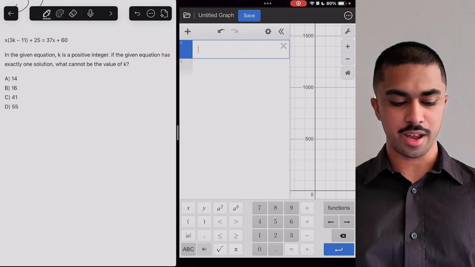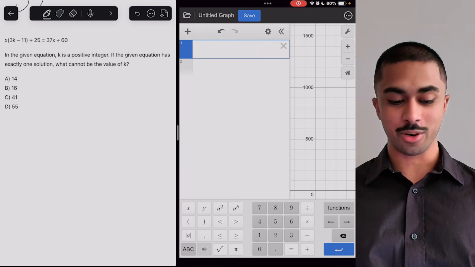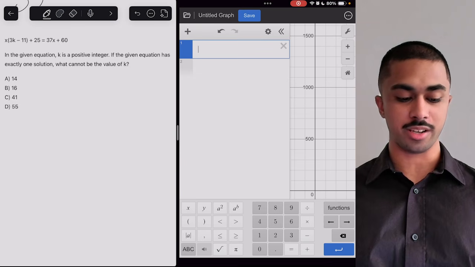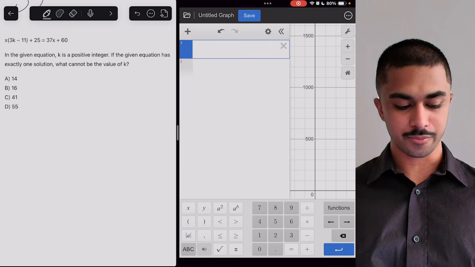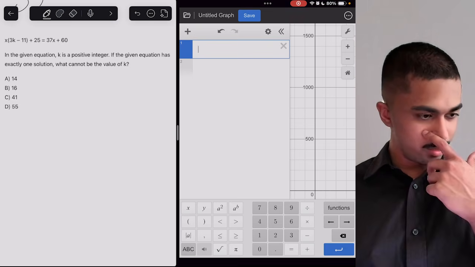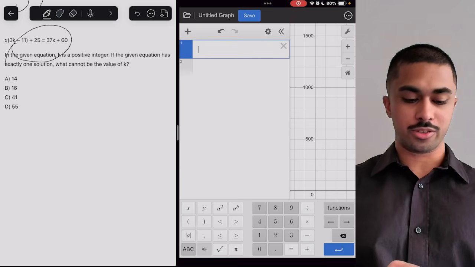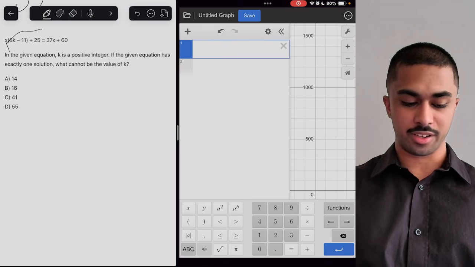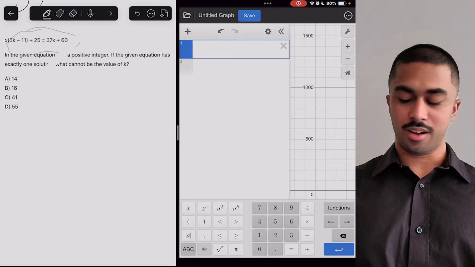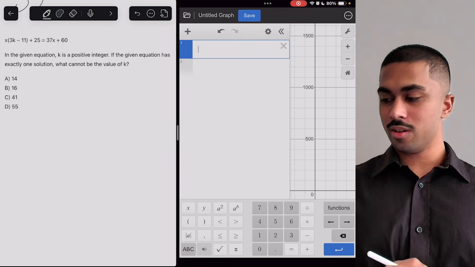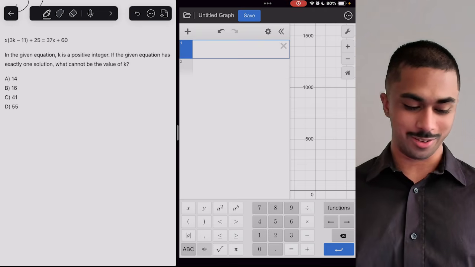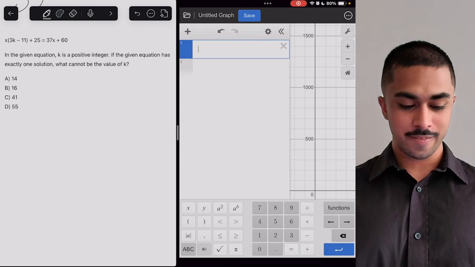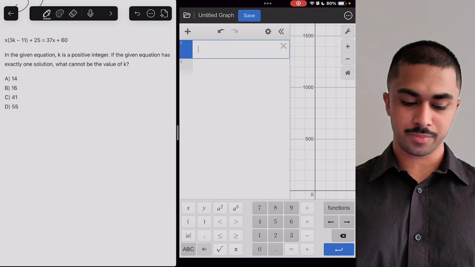x times (3k minus 11) plus 25 equals 37x plus 60. In the given equation, k is a positive integer. If the given equation has exactly one solution, what cannot be the value of k? All right, you can totally try to solve for k here by simplifying everything down, but there's a faster and easier way. It's just by thinking about it a little bit.